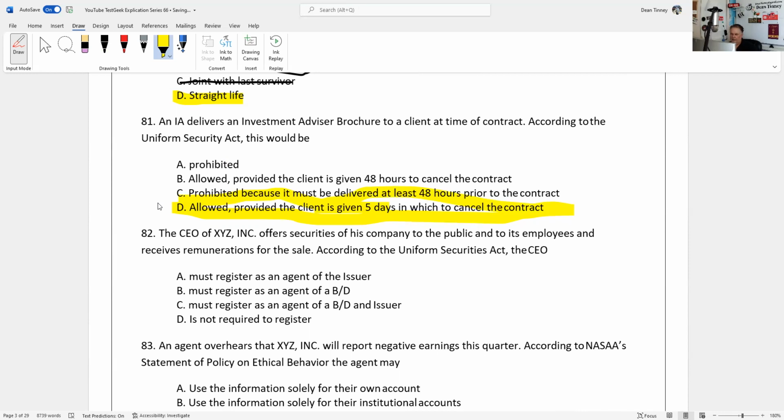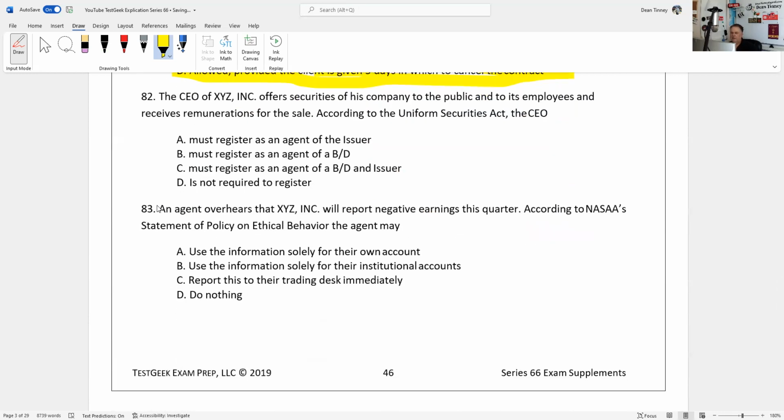If you don't do the 48 hours, right? The 48 hours means you don't have to do that. The CEO offers securities in public in its place and receives, keyword, remunerations. That means payment. That's what that means in English, payment. And remember, that exemption is for people who aren't receiving compensation, payment. Here, they're receiving payment. And so that sounds like this guy is going to have to register as an agent of the issuer because he's receiving payment.